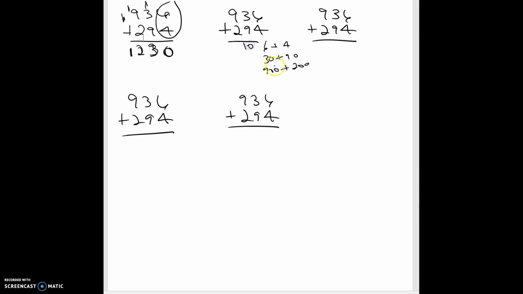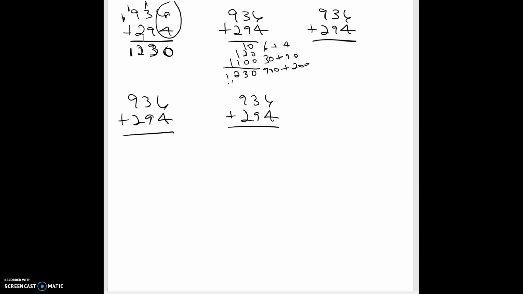So you end up with 10. You end up with what? 120, 10, so 1100. And then you add up what you have. So 1230. But again, in partial sums, you're really focusing on place value.